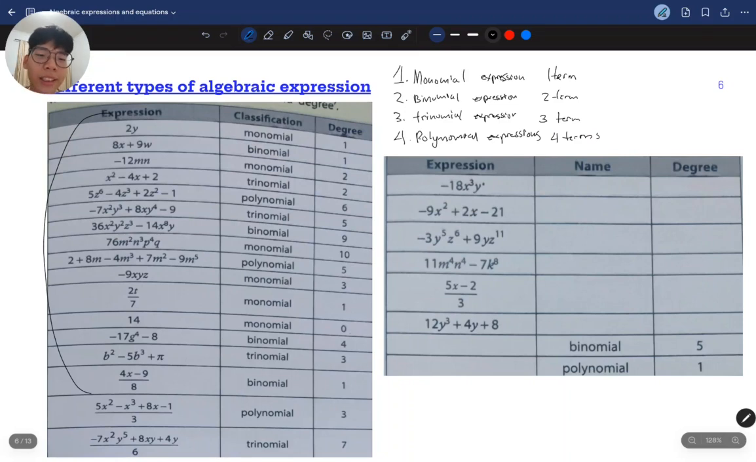Negative 18x cubed times y. That's one term. That's why it is called a monomial expression. And here we have 1, 2, and 3. It's called a trinomial expression. We have 1 and 2 here. So, binomial.